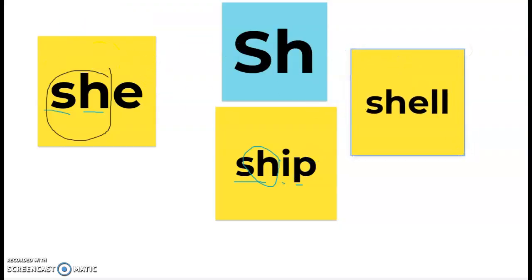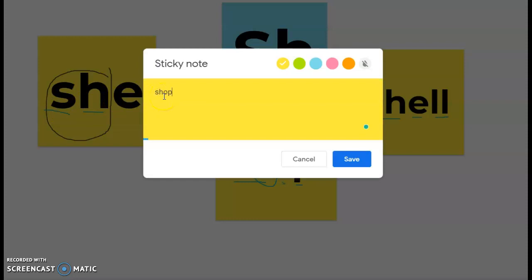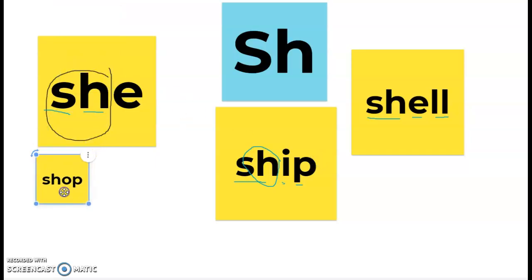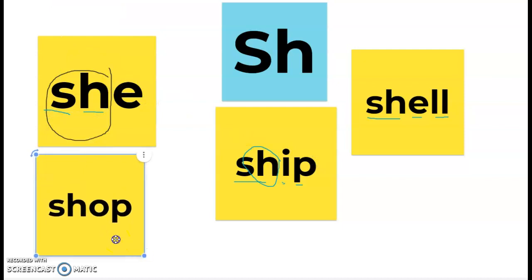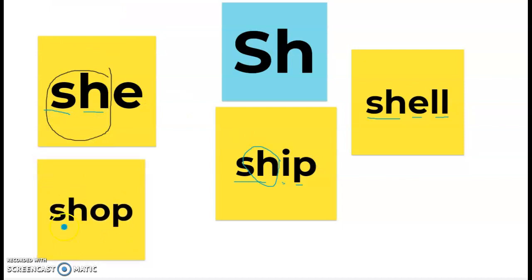Let's sound out this word. We know sh says sh. Sh, o, sh, l, shell. That is the word shell. Let's look at one more word. We know sh says sh. So this word is sh, o, p, shop.